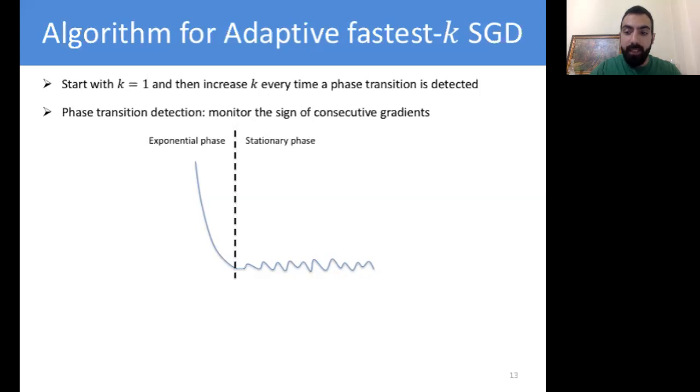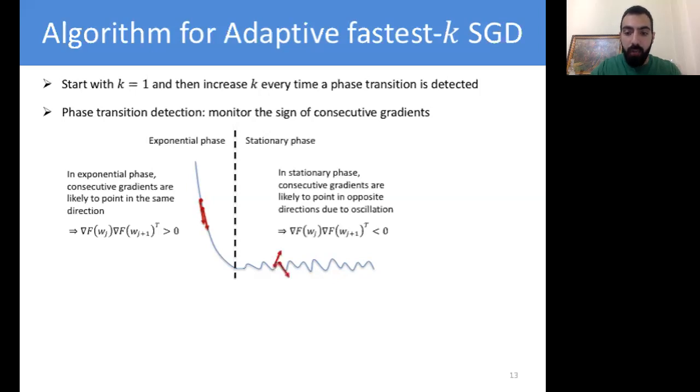In the transient phase, due to the exponential decrease in the error, consecutive gradients are likely to point in the same direction, meaning their dot product is positive. However, in the stationary phase, due to the oscillation, consecutive gradients are likely to point in opposite directions. We use this as a basis for our decision on whether the phase transition has occurred or not.